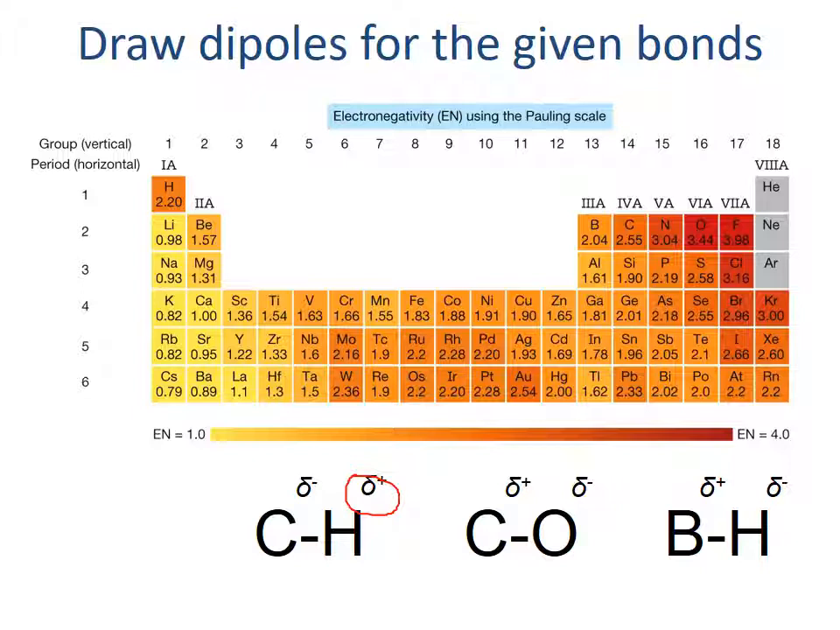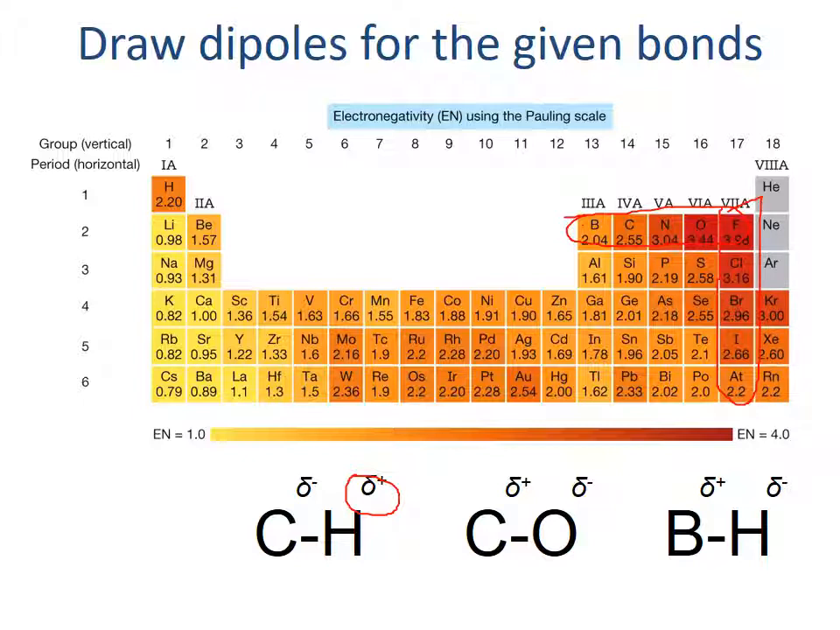With boron through fluorine, so this series right here, we can easily see what the relative electronegativity is from left to right. Boron is going to be the lowest of that series, and fluorine is going to be the highest. And with fluorine through iodine, we can also easily tell through the trends in electronegativity.